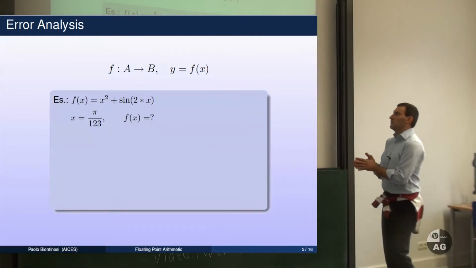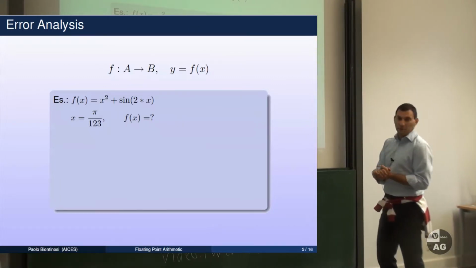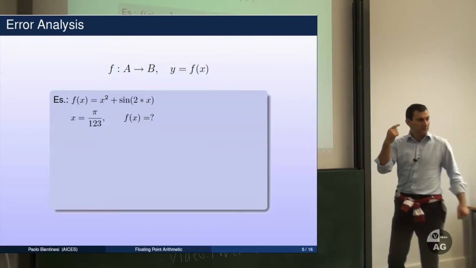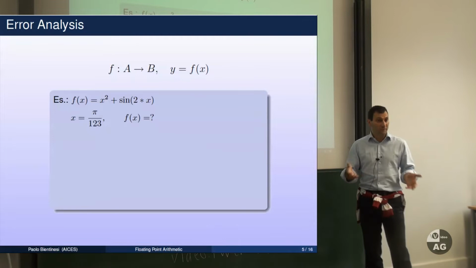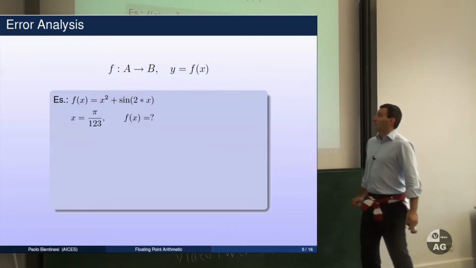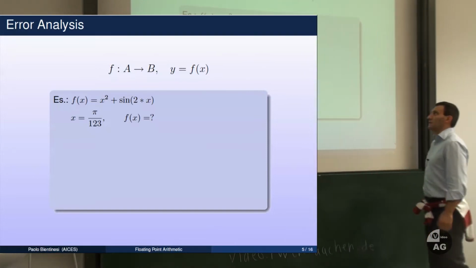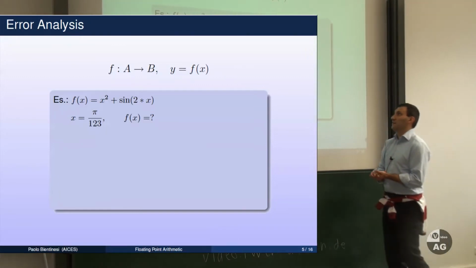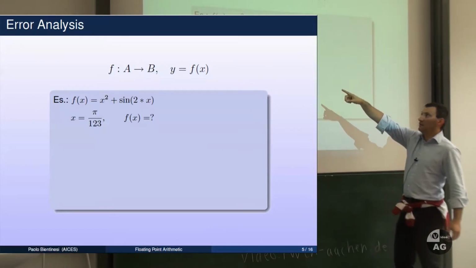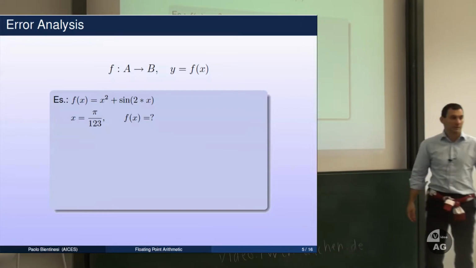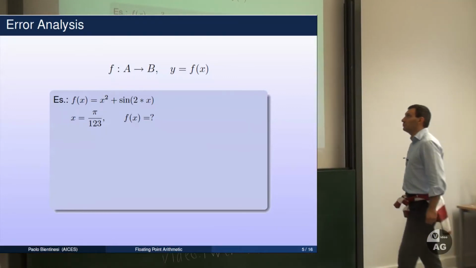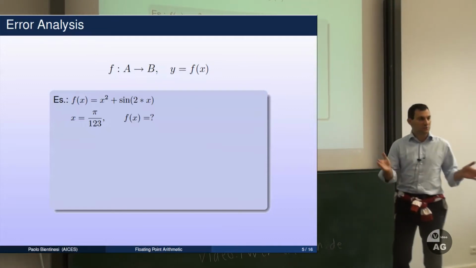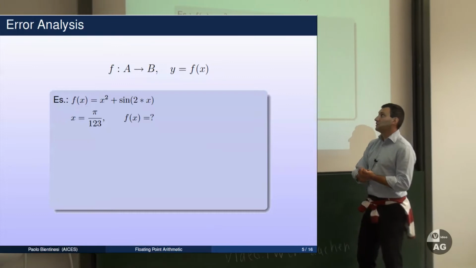Okay, now let's abstract a little bit. As I said, when we write a program, what we're really doing is we're trying to replicate a function. We have a mathematical function in mind, and we are writing a program that hopefully is computing this function. Let's say that our function is f(x) = x squared plus sine of 2x. And I want to find out the value of f in x when x is pi over 123. Okay, over here you should realize that this computation will be pretty hard on a computer. We will be making all sorts of mistakes. So let's see which kind of mistakes.